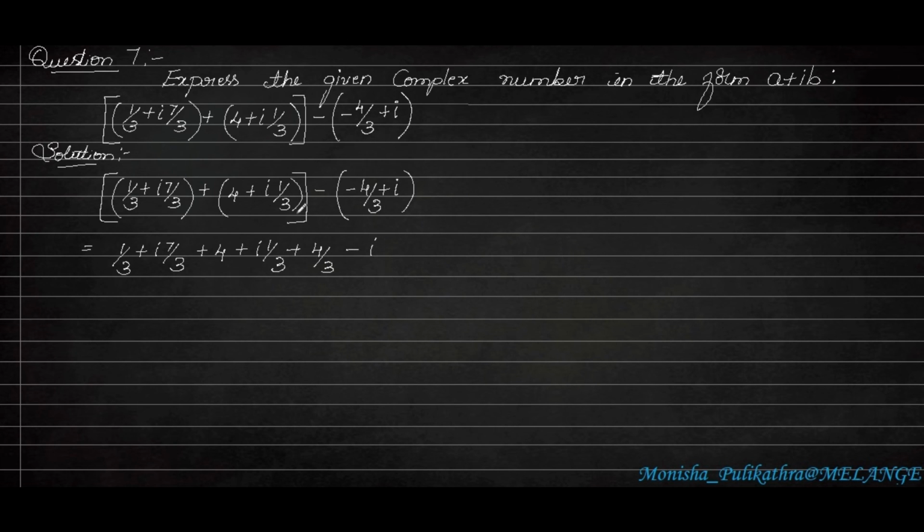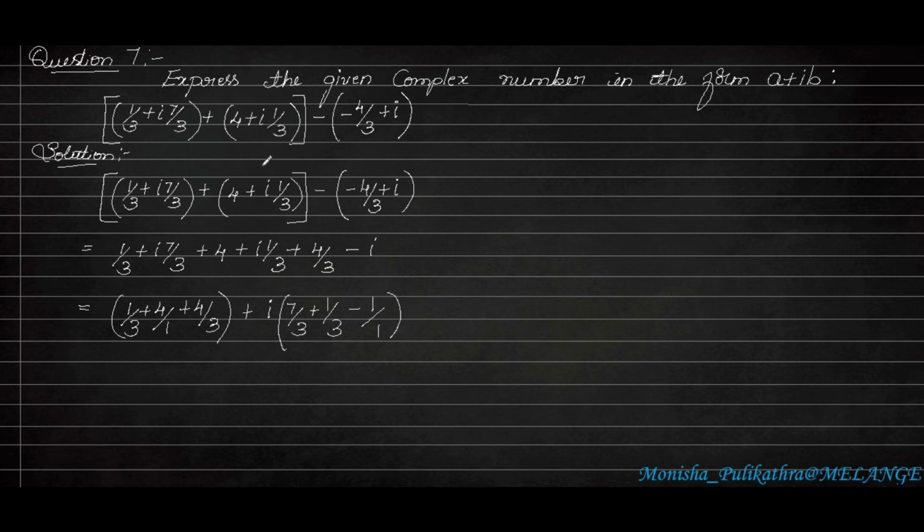After taking out from the bracket, we have to separate it into groups, the real part to one side and the imaginary part to the other side. Here 1/3 plus 4, 4 is nothing but 4/1, and plus 4/3. These three belong to the real part. Plus here i is there, so I will directly take i as common. Here it is 7/3, here 1/3, and here minus 1, nothing but minus 1/1.